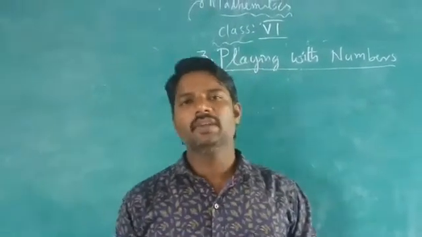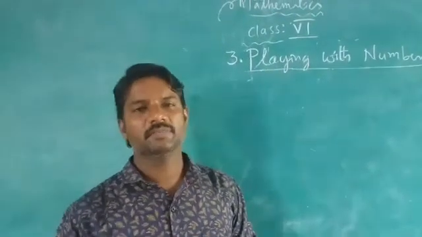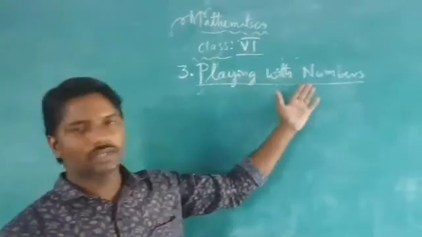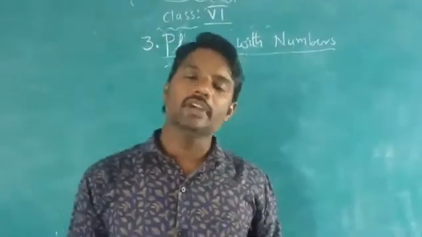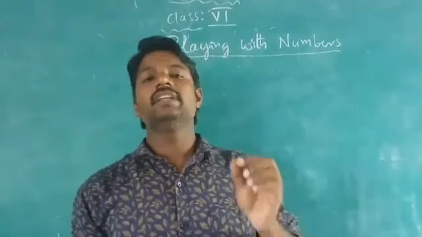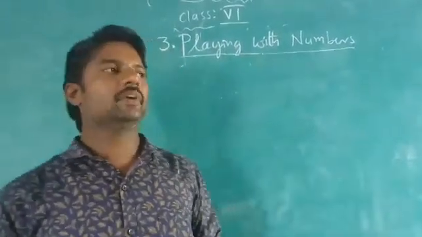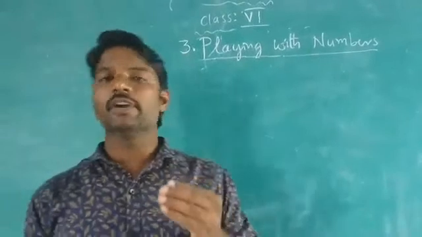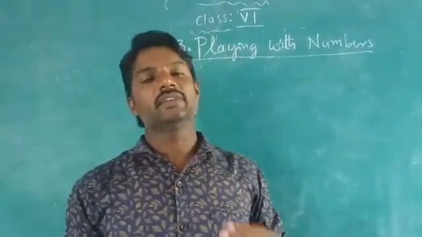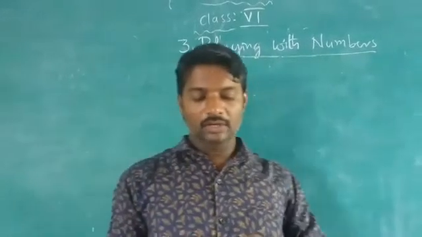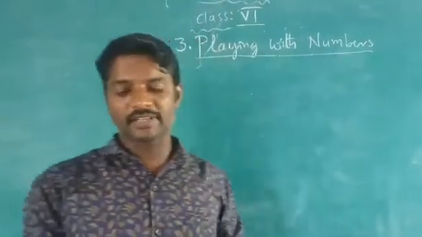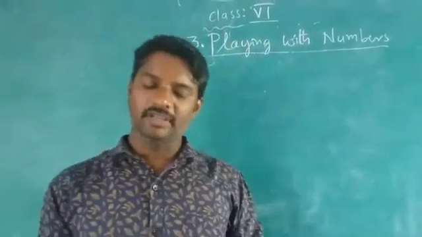Chapter number 3, Playing with Numbers. What is the chapter name? Playing with Numbers. And we have started exercise 3.5. In this, we already explained the divisibility rules for 2, 3, 5, 9, 6 and 10. So now we have completed up to the second bit of exercise 3.1.